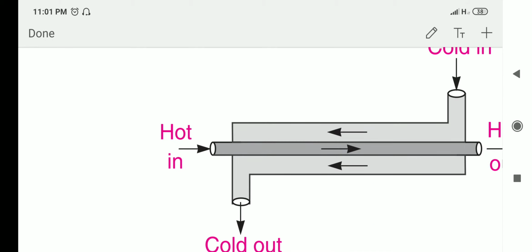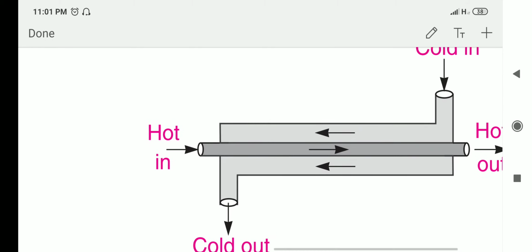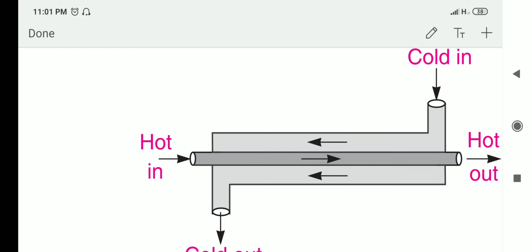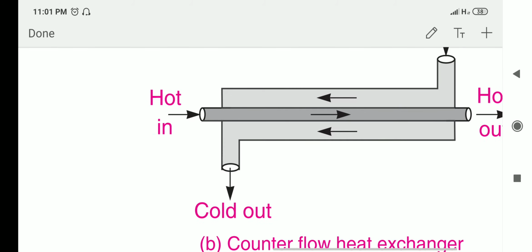Once you know the parallel, you can understand the counter. Counter flow, see, the cold fluid enters in the opposite direction relative to the hot fluid. So it is a counter flow arrangement.